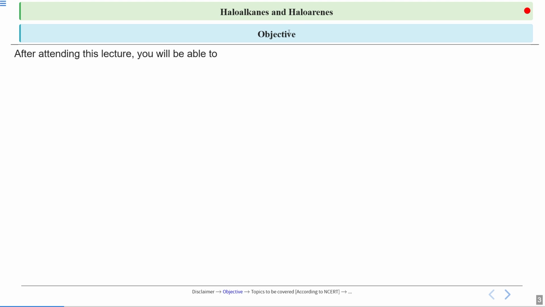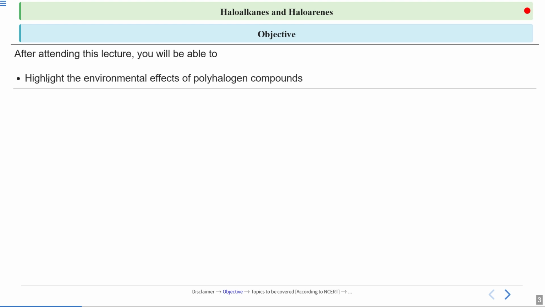Objective. So today's lecture objective, after attending this lecture, you will be able to highlight the environmental effects of polyhalogen compounds. So in the previous lecture, we have covered some of the polyhalogen compounds along with their environmental effects, health effects, and their uses. Today, we are going to further continue with the polyhalogen compounds along with their uses, environmental, and health effects.